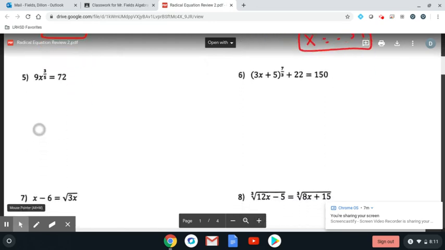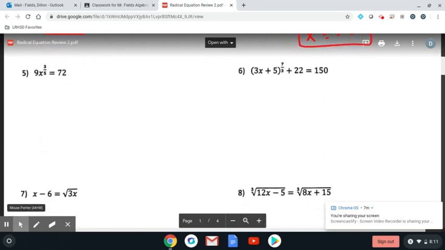All right, so when you guys get to problems number 5 and 6, obviously we're starting to work with those exponents that are now fractions. So we're going to have to kind of think about how we're going to get rid of those. But the same thing that we talked about on those first 4 problems still apply. Like on the first 4, we said we want to get the radical by itself before we do anything. Same thing on 5 and 6.